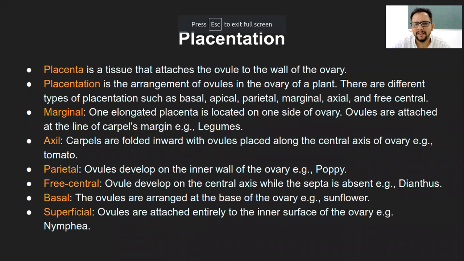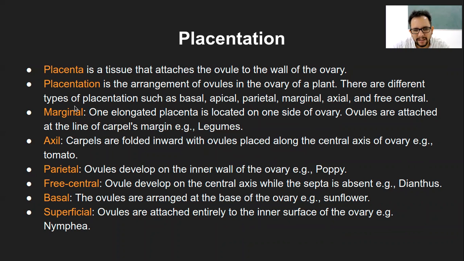And the last topic of this chapter is the placentation. Placenta, like I mentioned, is a particular tissue which attaches the ovule to the wall of the ovary, specifically the inner wall of the ovary. And placentation is the arrangement of these ovules in the ovary of a plant. That means how they are arranged.